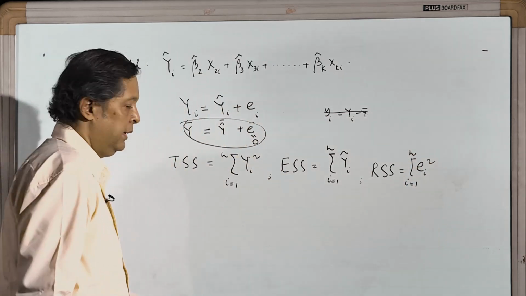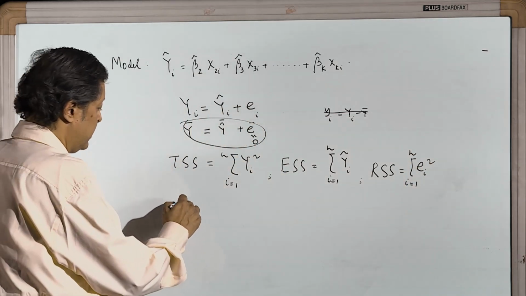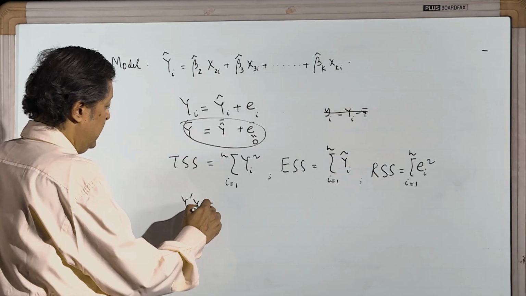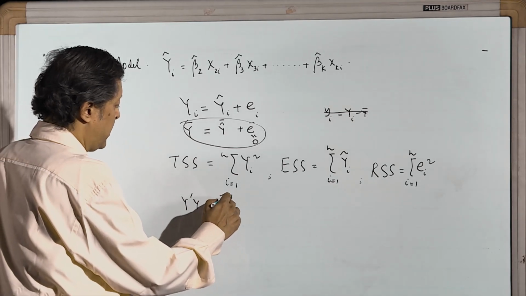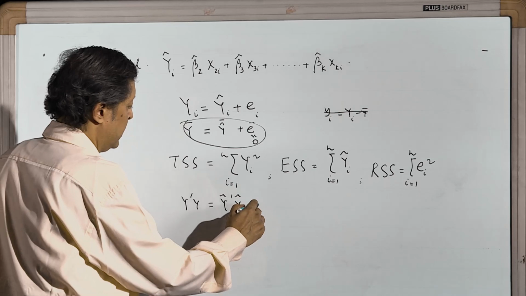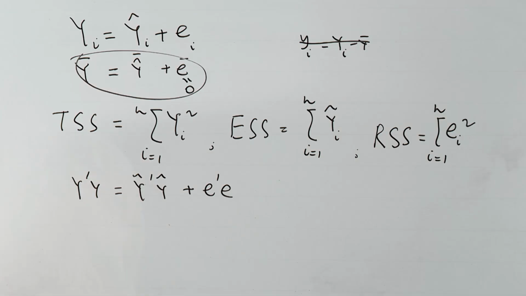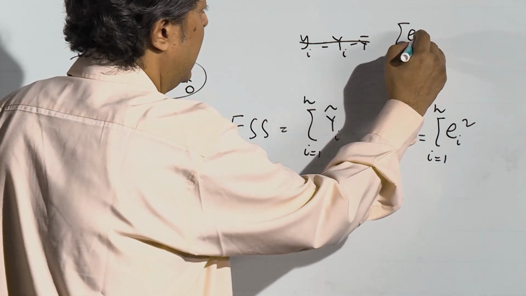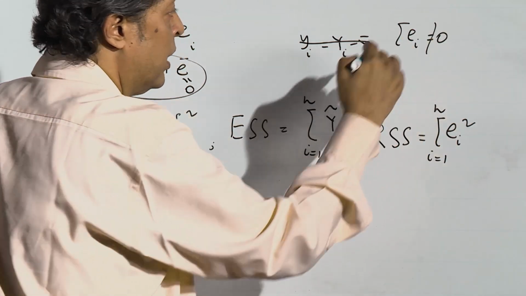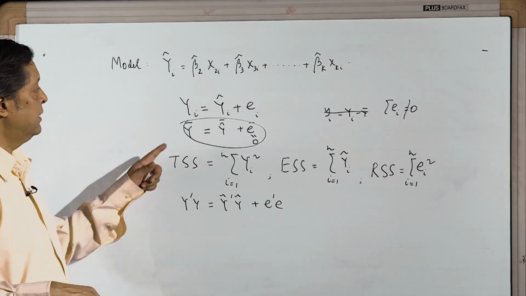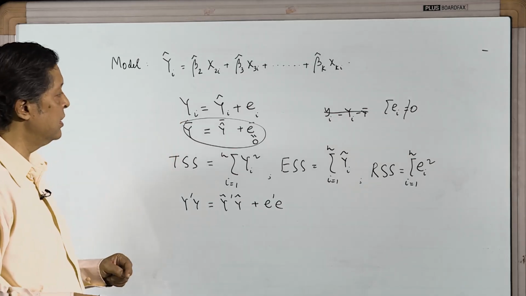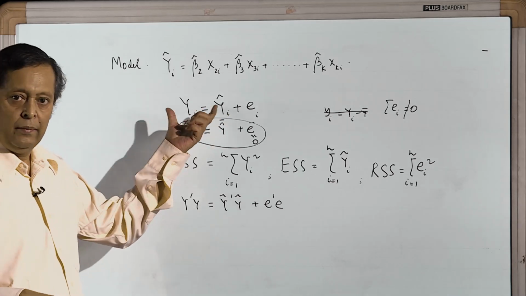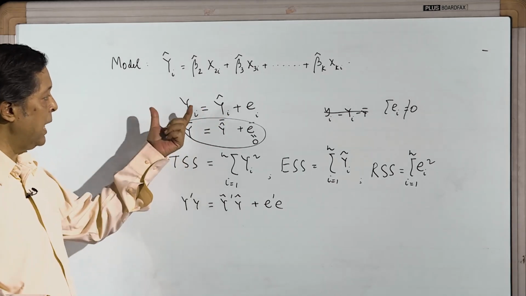In matrix notation, what we write is y prime y is equal to y hat prime y hat plus e prime e. So, two things. First, the original format gave us a normal equation which allowed us to write summation e_i is equal to 0, which is no longer true, which means that we cannot make any mean correction. So, small y is not the variable that we are using, we use the variable capital Y_i.